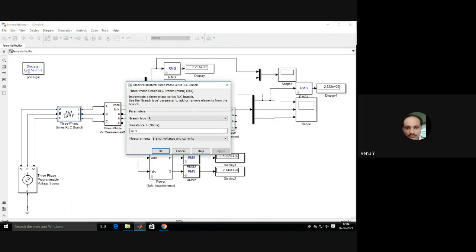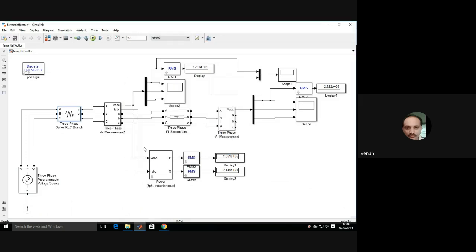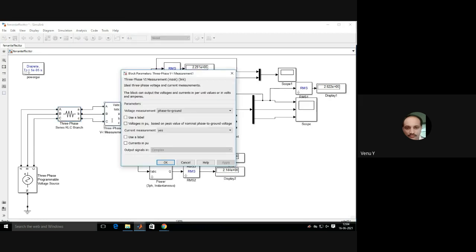And this is the resistance. Small resistance is connected to avoid the errors, so that is 1 milli ohm. And this is the three-phase VI measurement.